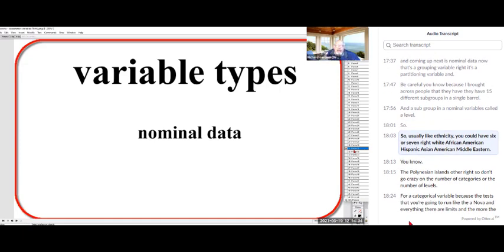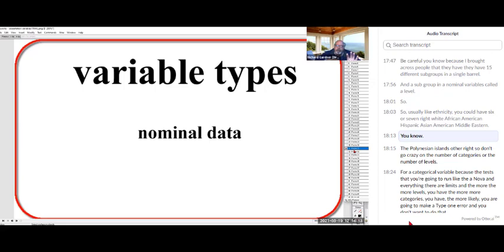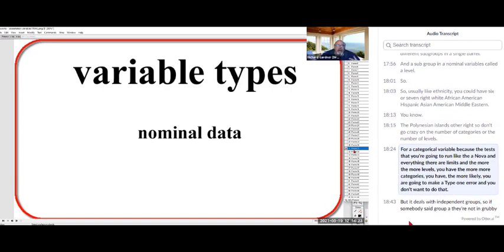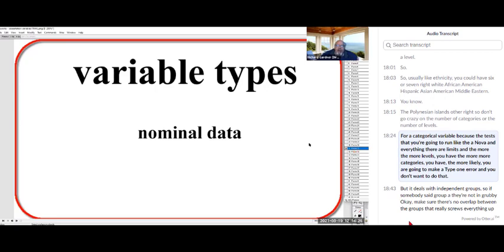So usually, like ethnicity, you can have 6 or 7, right? White, African American, Hispanic, Asian American, Middle Eastern, the Polynesian Islands, other, right? So don't go crazy on the number of categories or the number of levels for a categorical variable, because for the tests that you're going to run, like the ANOVA and everything, there are limits. And the more levels you have, the more categories you have, the more likely you are to make a type 1 error, and you don't want to do that.